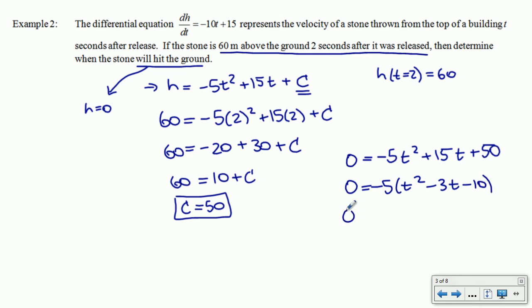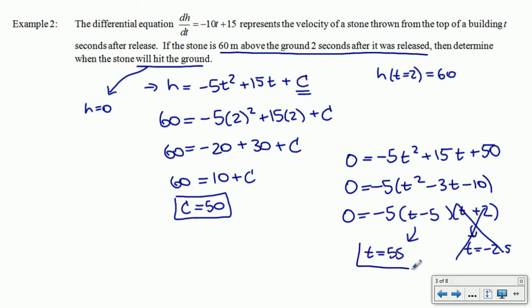So next we can factor a negative 5 out, leaving us with t squared minus 3t minus 10. So we need to find two things that will multiply to give negative 10 and add to give negative 3. So we could use negative 5 and 2. Now this would give a time of negative 2 seconds, which is not really physical, so we eliminate that solution. And this one gives a time of 5 seconds. So 5 seconds is when the stone will hit the ground.